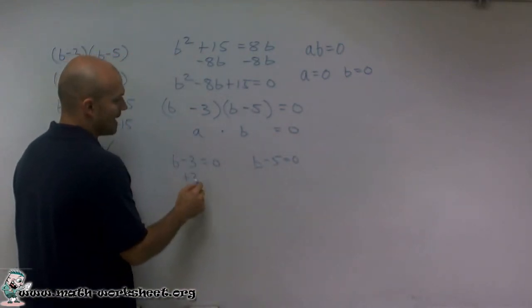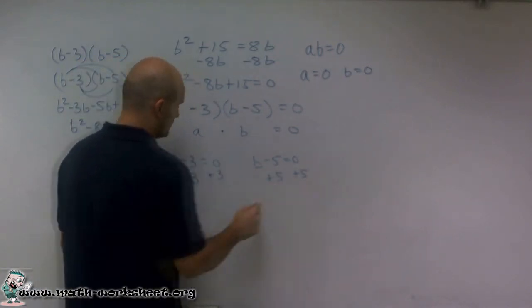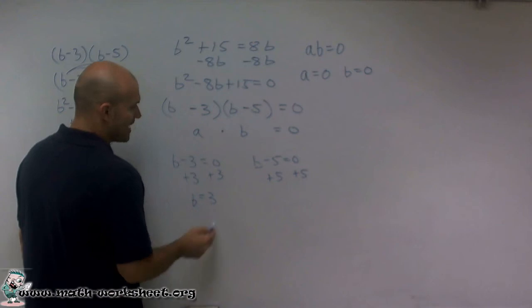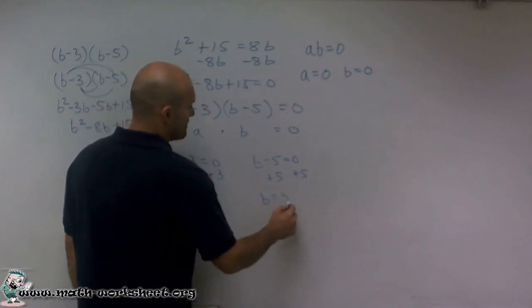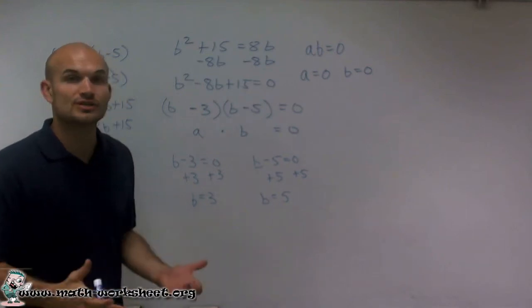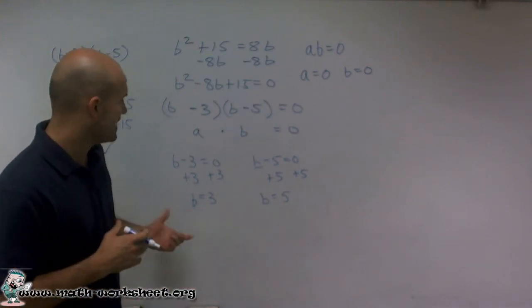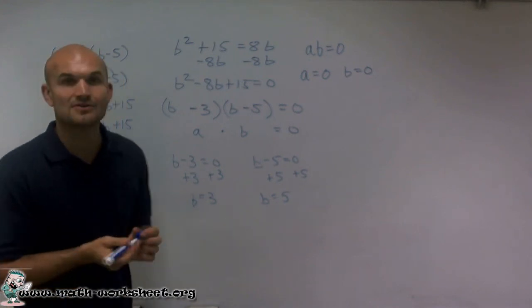Therefore, now I add a 3 and a 5 on both sides, and I get b equals positive 3 and b equals positive 5. And those are now the solutions of my problem. And there you go. That is now solved for b.